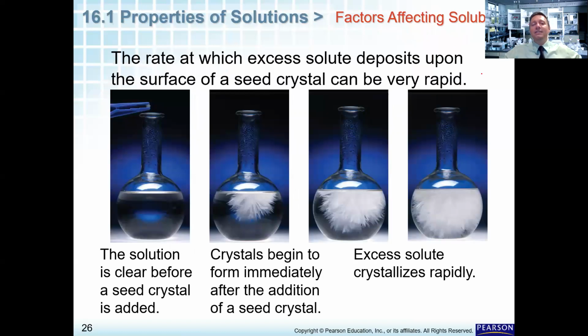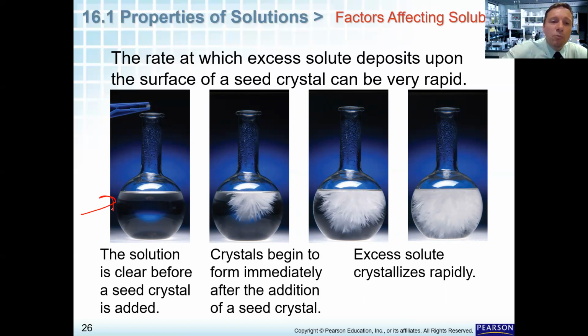And let's look at an example here. So here you have this boiling flask right here. And you don't know if it's unsaturated or supersaturated. There's nothing on the bottom, so those are the only two options you have. There's no solid solute on the bottom, so you know it's not saturated. So it's either unsaturated or supersaturated.